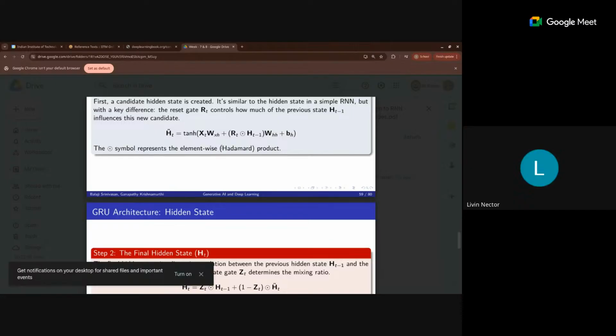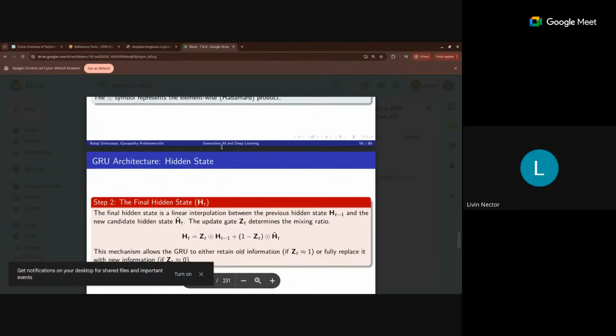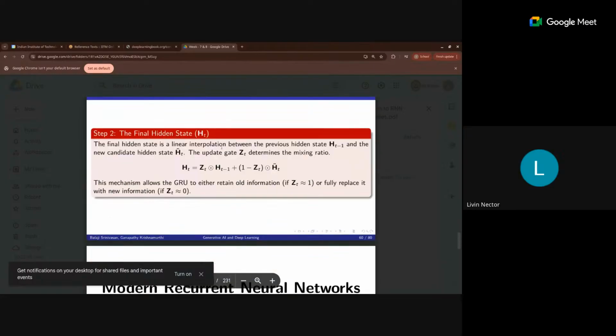So now you have this reset. Then understanding this update gate is very simple. The final output, the next hidden state, is computed by mixing the previous hidden state and the current candidate value. The update gate z_t is controlling how much to take from what. This is a 0 to 1 value. So if this is 0.2, I take 0.2 of this and 0.8 of this. So it's like a mixing ratio.